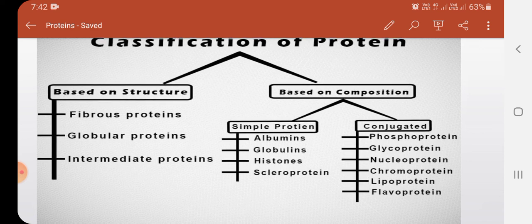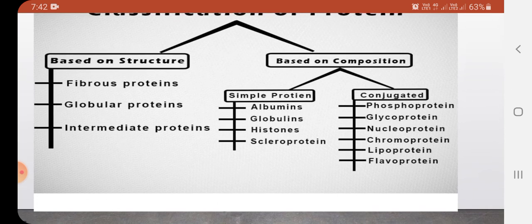Then next is the histones. Histones are soluble in water and salt solutions but insoluble in very dilute ammonium hydroxide. Example, globin, hemoglobin. Globin protein is found in hemoglobin. Basic proteins with nucleic acids in chromosomes.